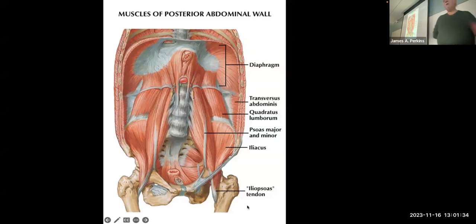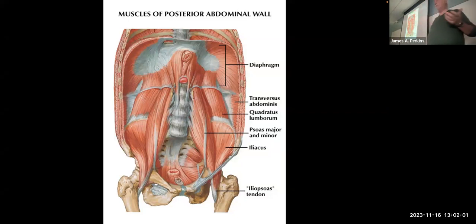The iliacus and the psoas tendons join together to form something called the iliopsoas tendon, which is what inserts on the femur. In case anybody's interested, you don't have to know this for this exam, but they're inserting on something called the lesser trochanter of the femur. Yeah, you will need to know that for the final exam, because that's part of the hip and lower limb.